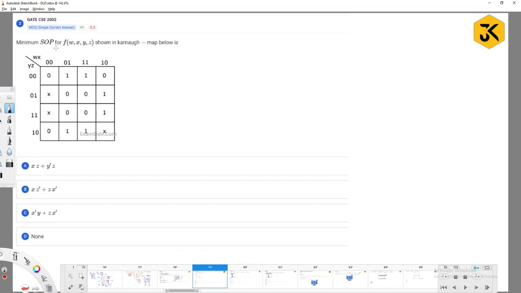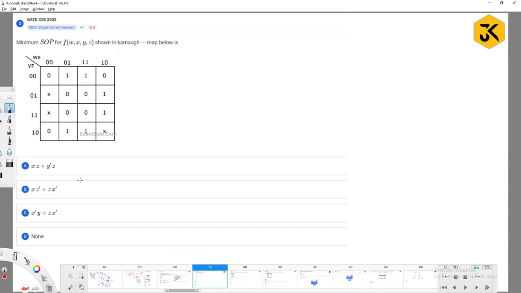Find the minimum sum of the products for f of w, x, y, z shown in the Karnaugh map below. K map means what? Karnaugh map, right? Karnaugh is an author. So they have given some expression, some table, the K map. What is the output of this one?